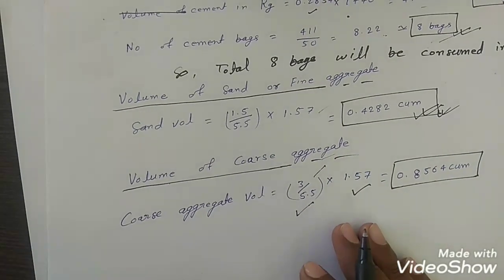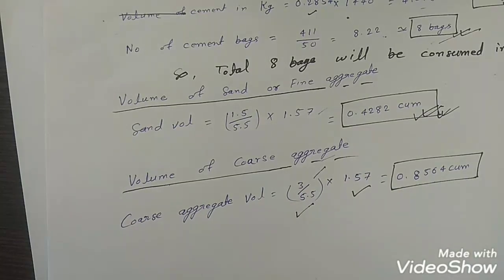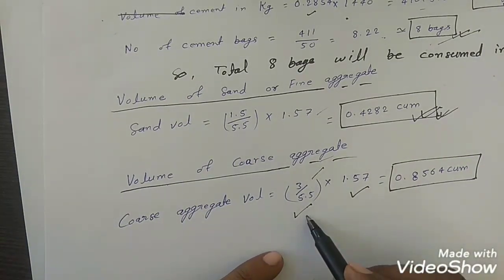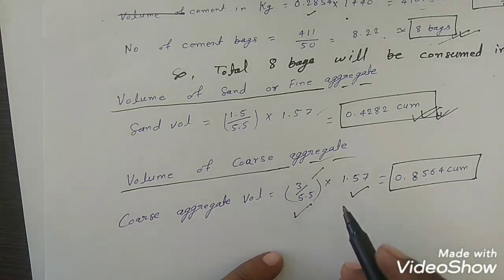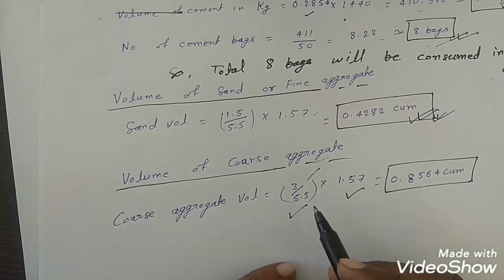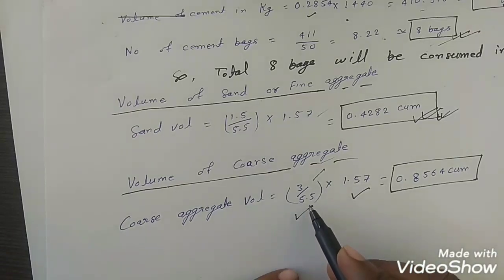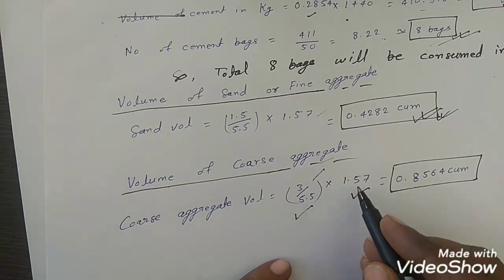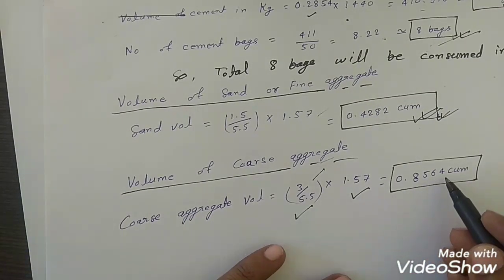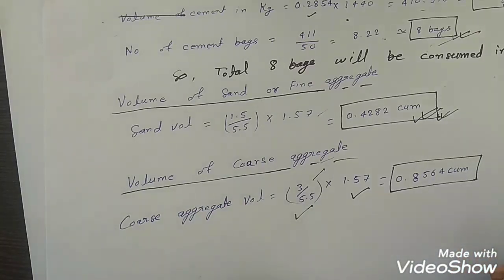Now we will calculate the volume of coarse aggregate. Coarse aggregate volume will be calculated the same as previous. The ratio of coarse aggregate divided by the sum of all the ratio multiplied by dry volume. So 3 divided by 5.5 multiplied by 1.57 is equal to 0.8564 cubic meter.